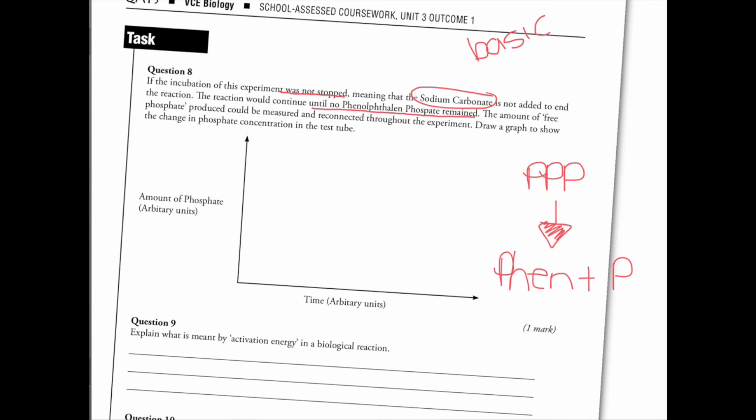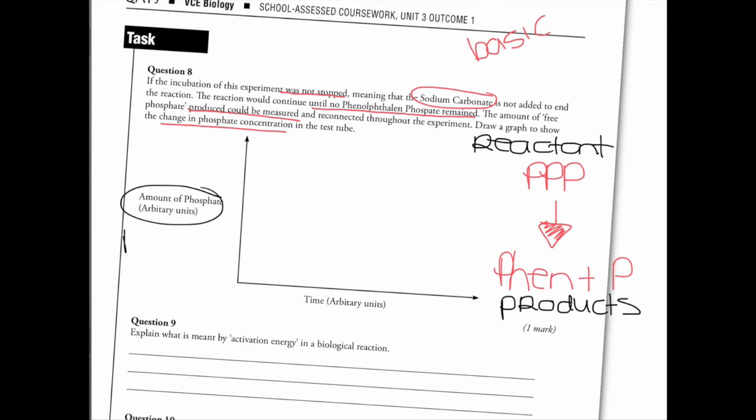Okay, the amount of free phosphates produced could be measured throughout the experiment. Draw a graph to show the change in phosphate concentration in the test tube. Okay, so change in phosphate concentration. Remember, if we're looking at this as a reaction, this here is the reactant, and these are the products. So the amount of phosphate is the amount of product, and it's over a time period.